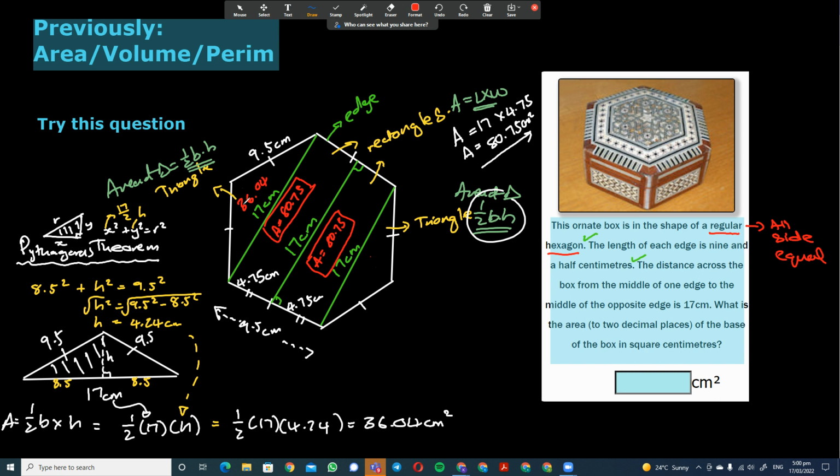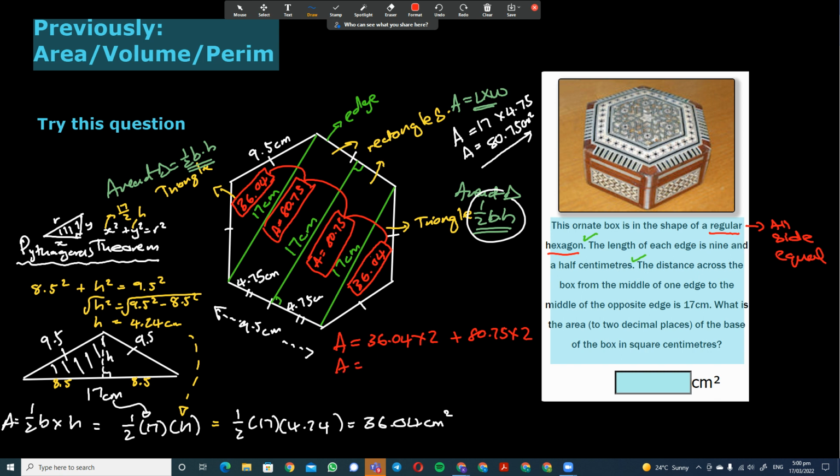36.04 and 36.04 on the side. Okay, now let's get the total area, or the area of everything. We're simply going to add all of these parts up. Okay, we want to add all of those areas up. The area is going to be 36.04 times 2 plus 80.75 times 2.